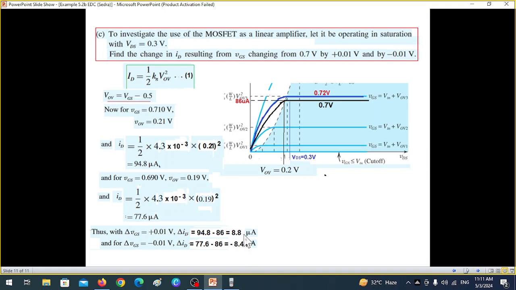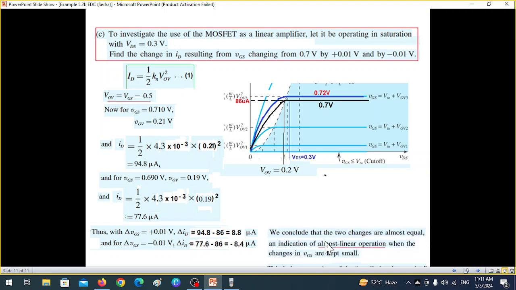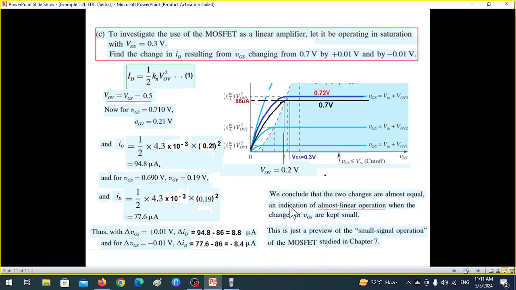So the changes are almost equal on both sides. And therefore, we can conclude that this is a linear amplifier. We conclude that the two changes are almost equal as an indication of almost linear operation when the changes in VGS are kept small. And this was just to give you an idea that we'll be solving problems in chapter number 7, small signal operations.